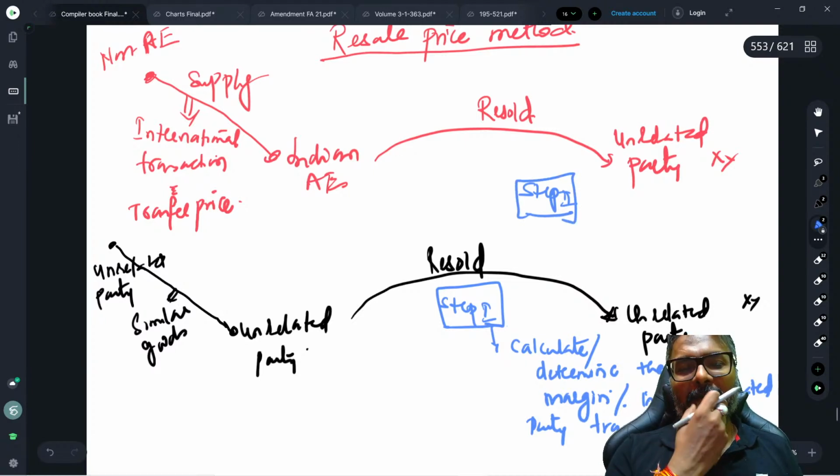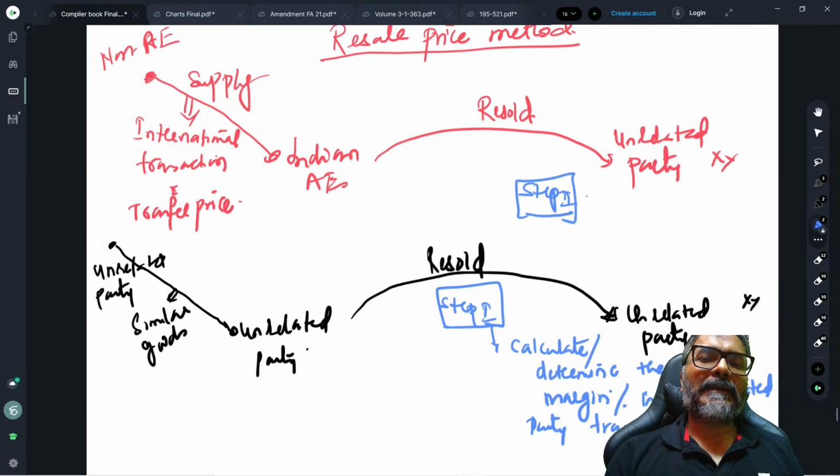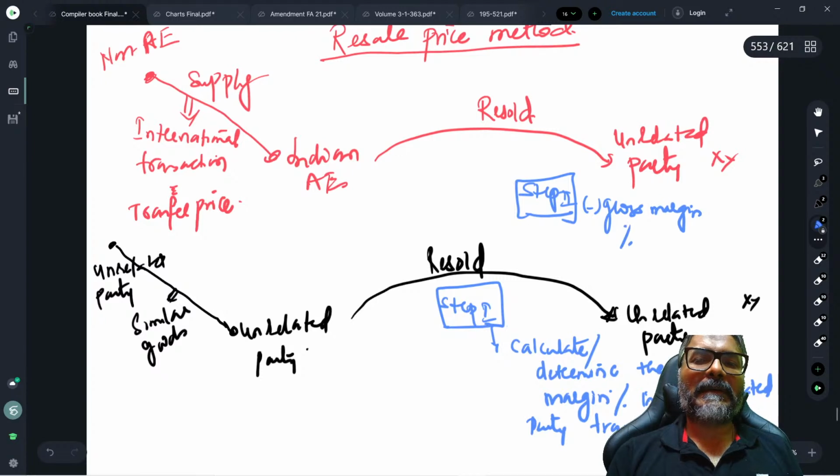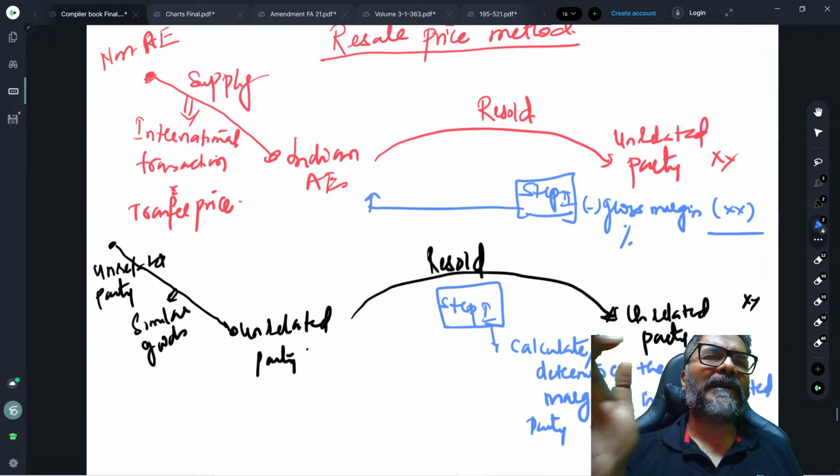Okay. Now, after that, students, the step 2 that you have to do herein is minus the gross margin percentage. You will have to reduce the gross margin percentage above. Whatever is the gross margin percentage determined in step number 1, that will be reduced. Once that has been done, friends, you will arrive at this stage, because the gross margin is of the comparable transaction. If that is reduced, you will come to this stage.